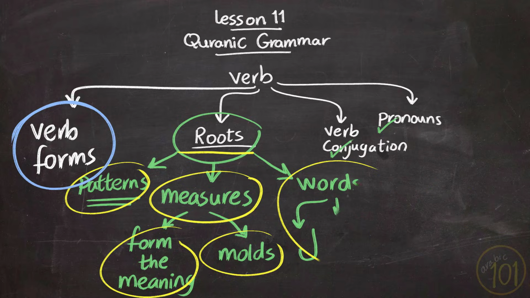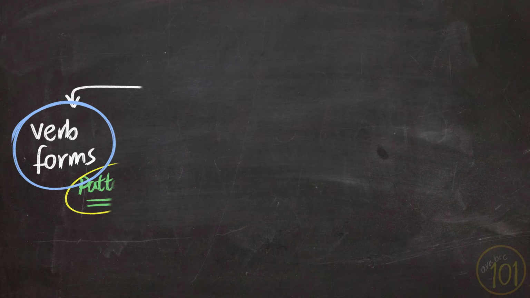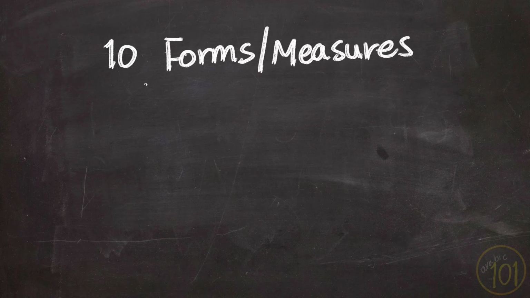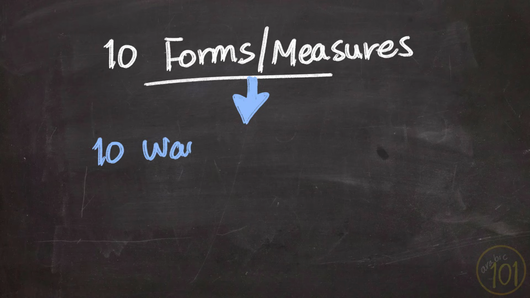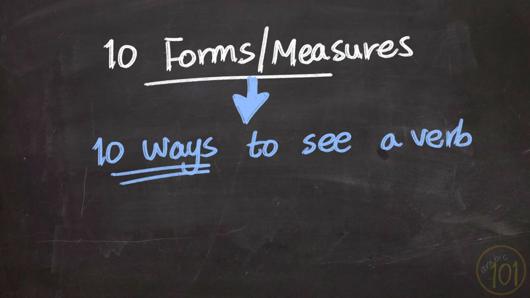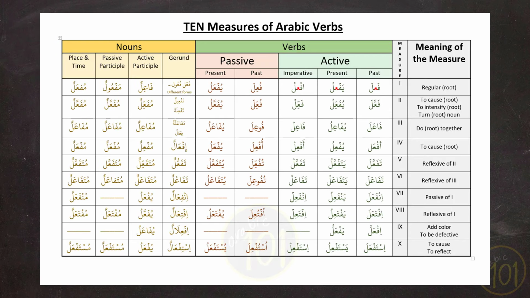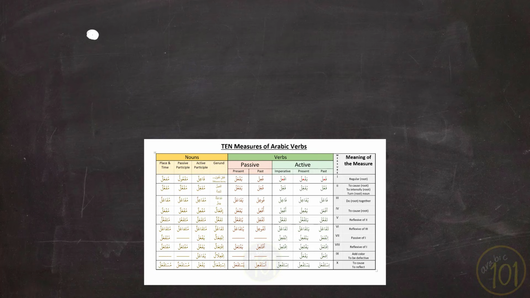So let's get started. As we've learned last time, there are 10 forms or measures for Arabic verbs, which in other words means that there are 10 different ways we can see a verb in Arabic. And we'll study them through this table, which will be the main focus of this lesson and many lessons to come. And the first thing I want to tell you here is that don't get intimidated by this table.